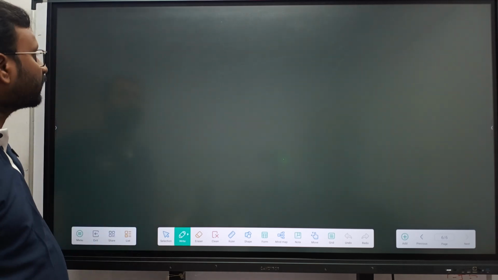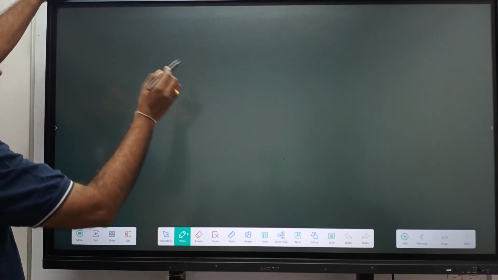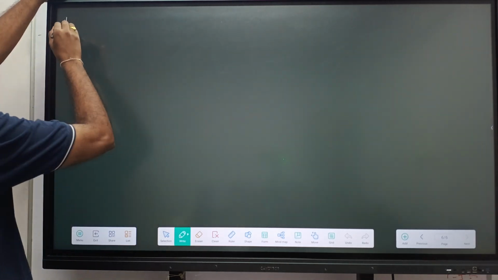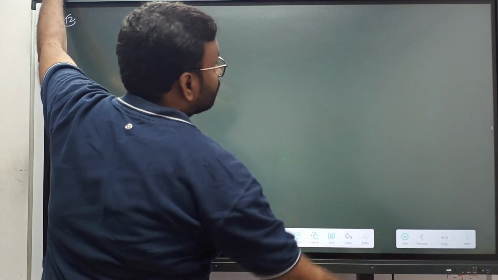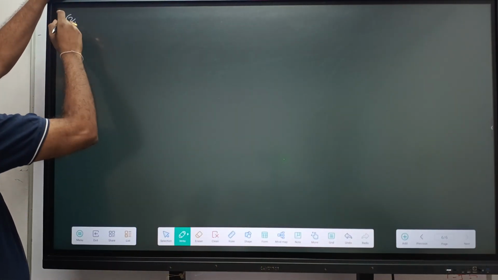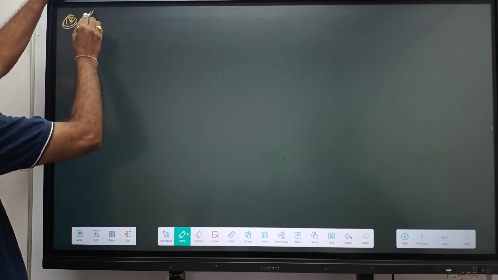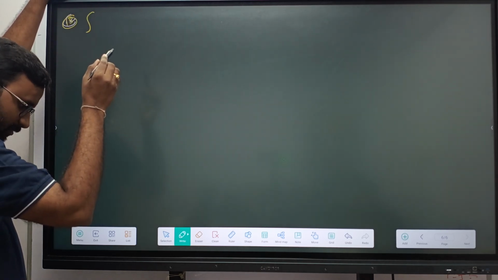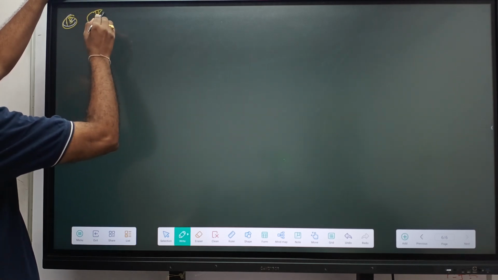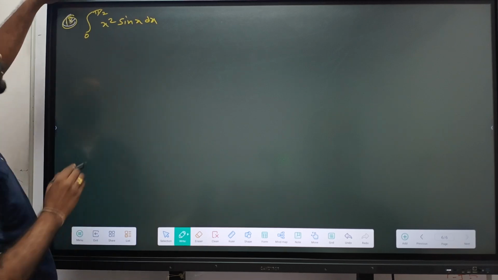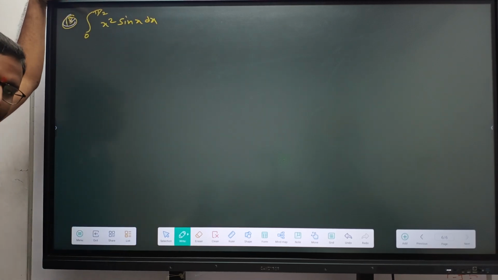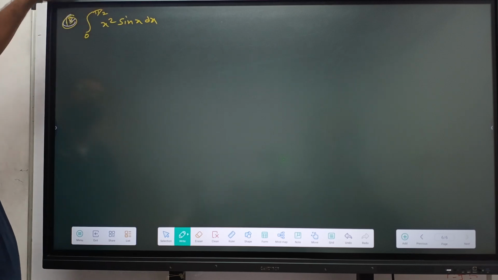Fourth question. What about the fourth question? What is the fourth question? 13th question. What is that question? Tell me. Integral 0 to pi by 2 of x square sin x dx. X square sin x dx. Tell me, Rohit, if you have no limits, how will you solve? Leave the limits. This question I gave is x square sin x. How will you solve? What is the formula?